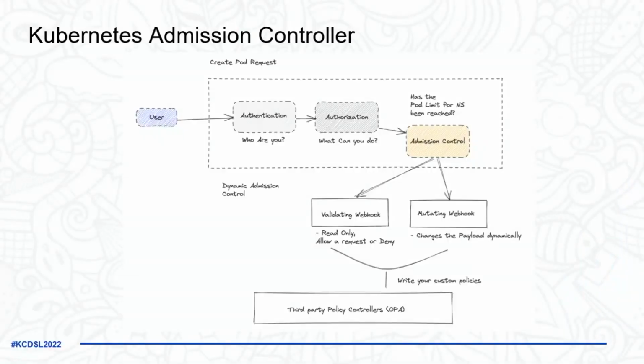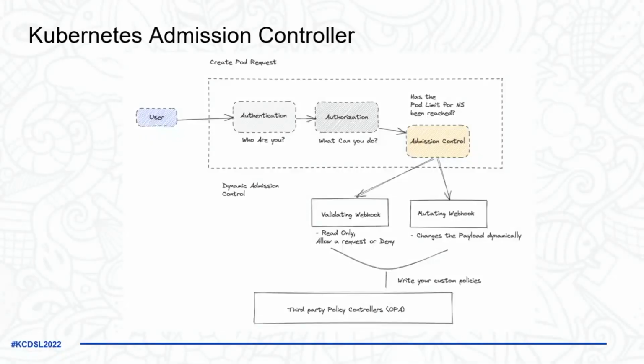So let's talk about the Kubernetes admission controller, which I promised I'd talk about in the previous slide. So let's see what it does. In this scenario, there's a create pod request by a user. So when that request goes to the Kubernetes API via kubectl, what happens is, firstly, it figures out who you are, right? Then it goes to the authorization. What can you do? Can you actually create a pod? Then finally, there's something called admission control.